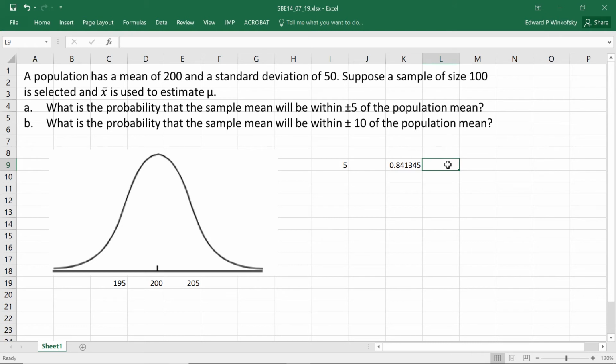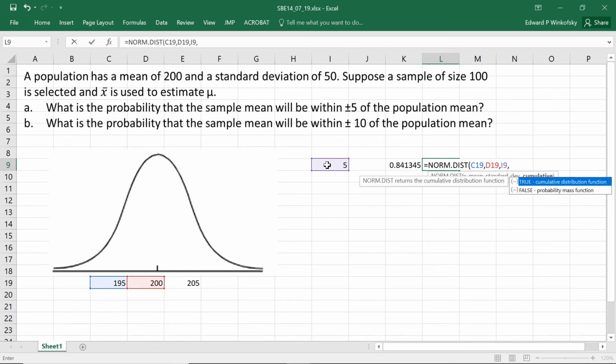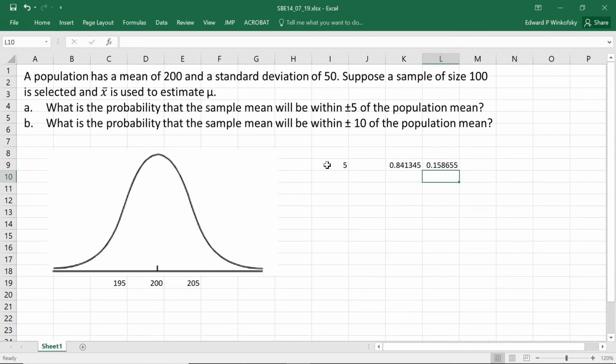I now want to look at what's the area from 195 to the left. So that's going to be equal to, again, NORM.DIST. And x is going to be 195. And the mean is going to be 200. And the standard deviation is going to be 5. And of course, I want cumulative, so I'm going to put in 1. And then close that. And now the area from 195 to the left is going to be 0.158655. The difference between those is going to give me what's in between them.